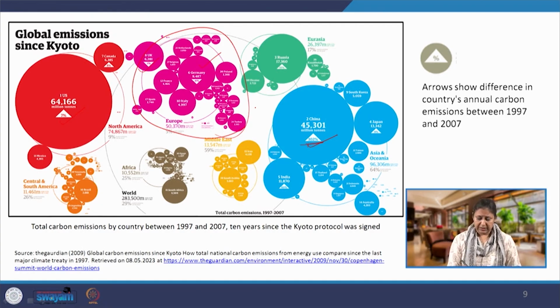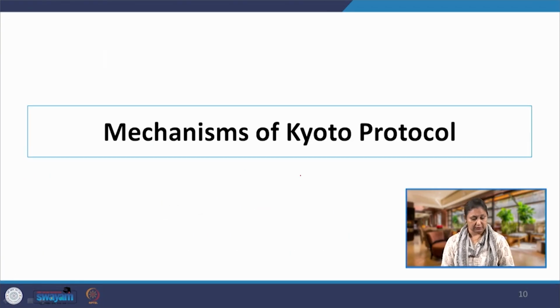If we look at India, we have also significantly increased our emissions, and this is a period of 1997 to 2007 when Kyoto Protocol was adopted for the first time. Ten years from there, India has also increased its emissions by 60% during that 10 years period, and we are talking about another 15 years from 2007. So, this is the scenario we are seeing: the overall global emissions have significantly increased, and they have not gone down.